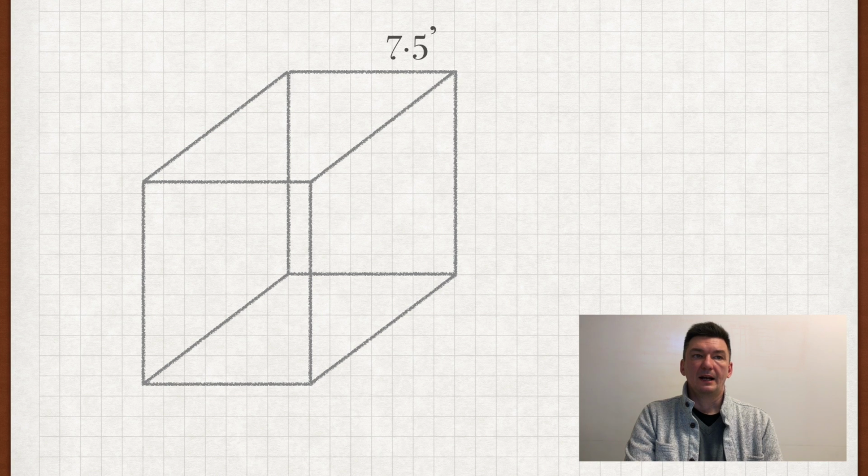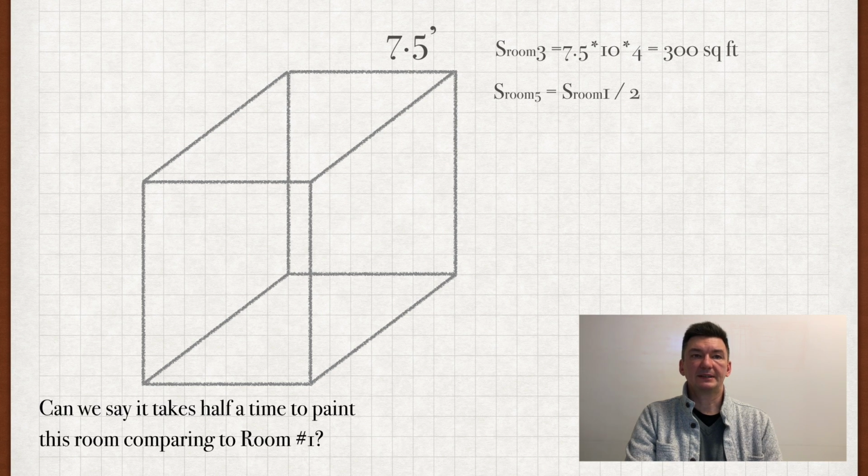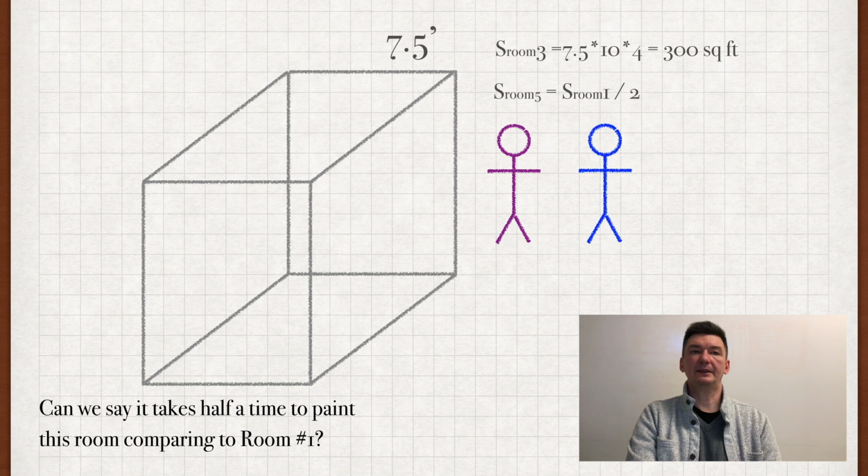Now let's take a look at room number 5. The size of the area that needs to be painted in room number 5 is 300 square feet. Room number 5 is smaller by half than room number 1. Can we say it takes half the time to paint this room compared to room number 1? It could if the same painter paints both rooms. A different painter requires a different amount of time even to paint the same room, unless they are both trained to do the same job in the same amount of time.